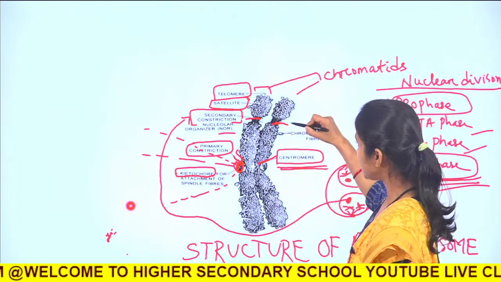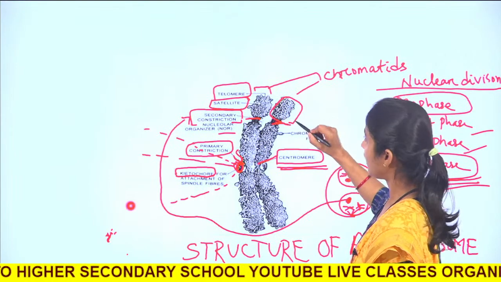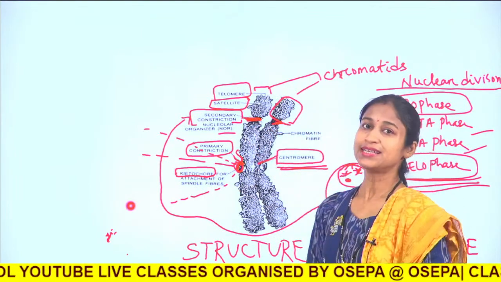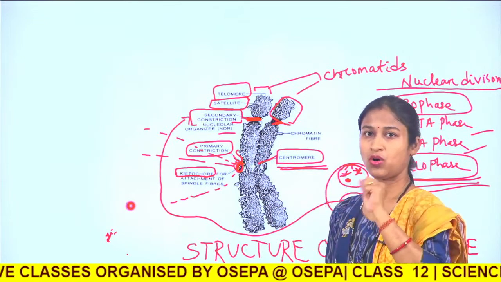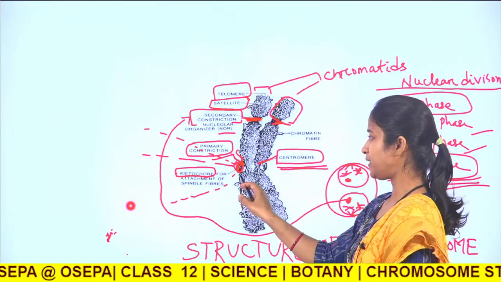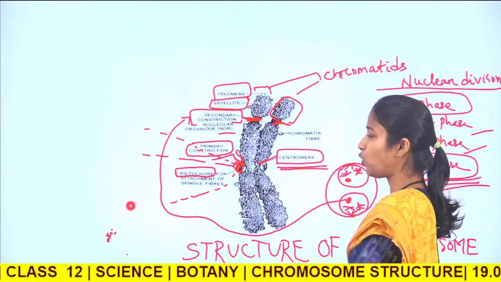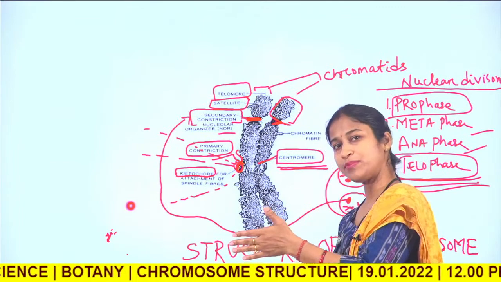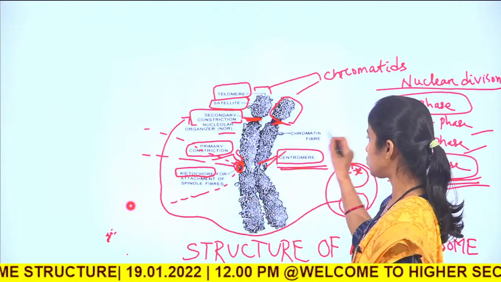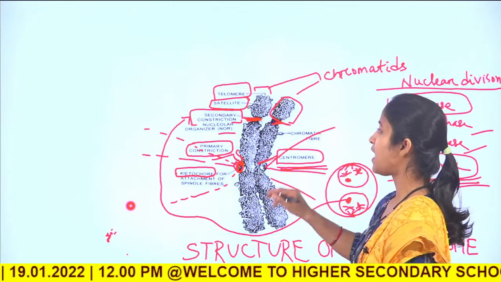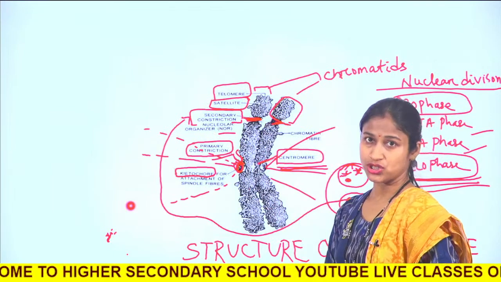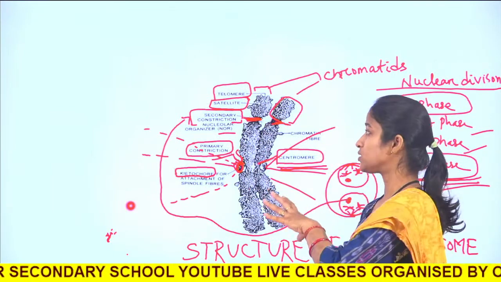So, it appears as a short end because of the constriction caused by the secondary constriction. One is the primary constriction, close to which there is the kinetochore, where the spindle fibers get attached, or where the chromosome attaches itself to the spindle fiber. So, one at this place, another at this place, and another reason is the secondary constriction, where the what?